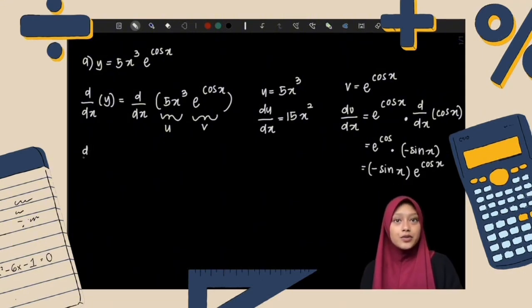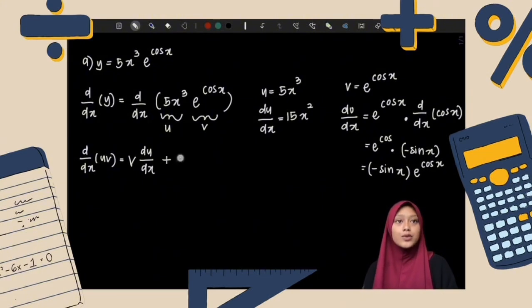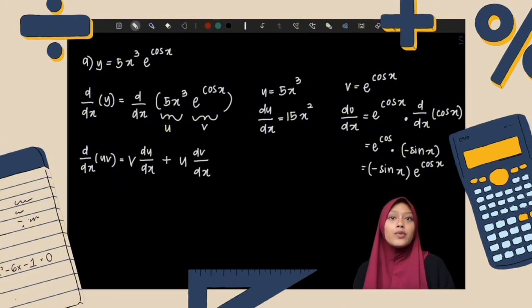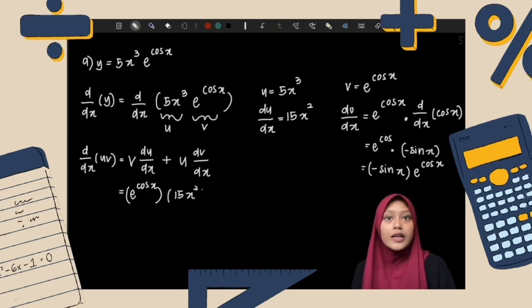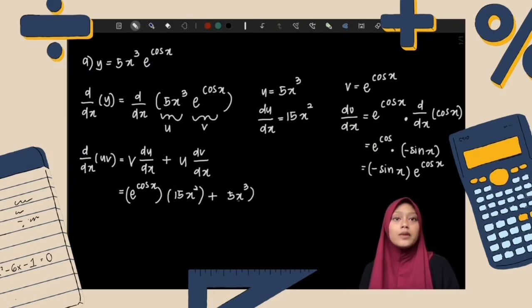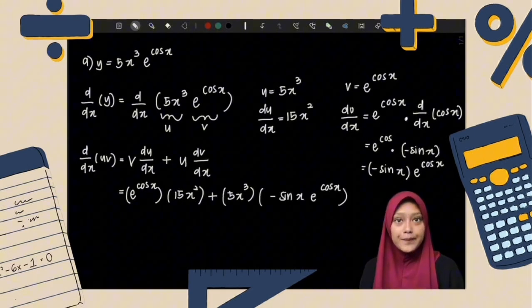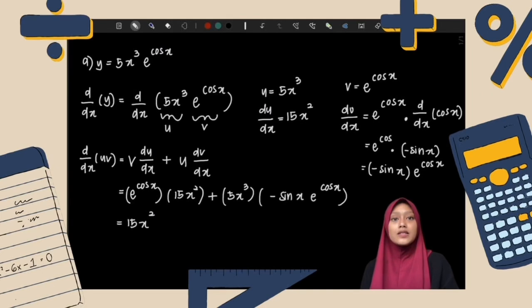Next, for step 2, we need to apply the product rule formula. We plug this into the product rule formula, which is v times du/dx plus u times dv/dx. When we substitute our values, we take e to the power of cos x multiplied by 15x squared, then plus 5x cubed multiplied by negative sin x e to the power of cos x. This gives us 15x squared e to the power of cos x minus 5x cubed sin x e to the power of cos x.